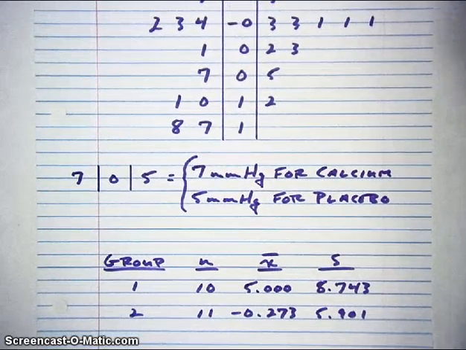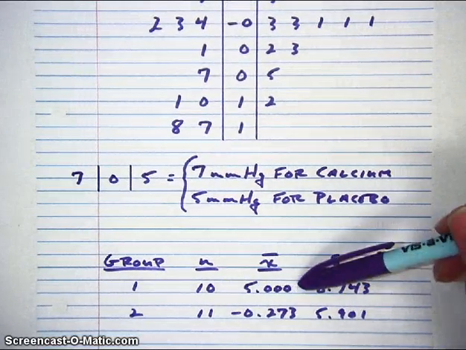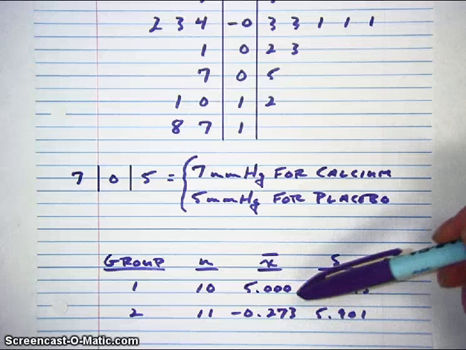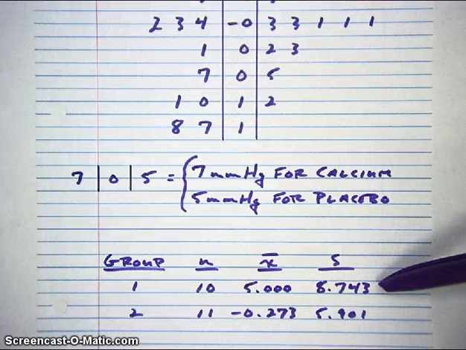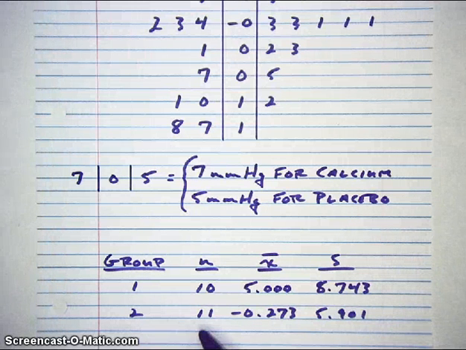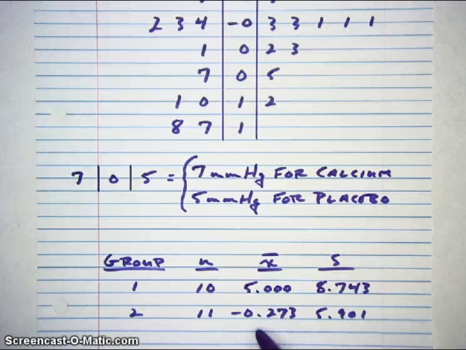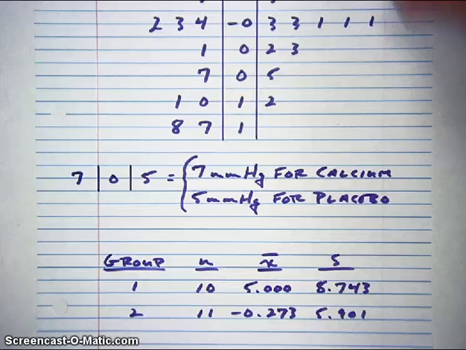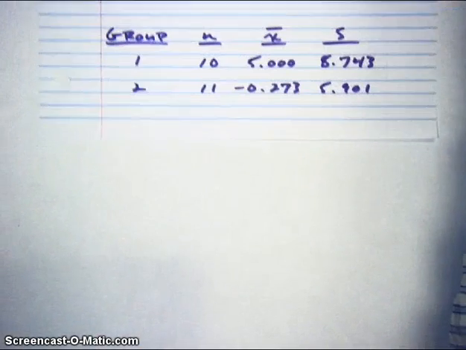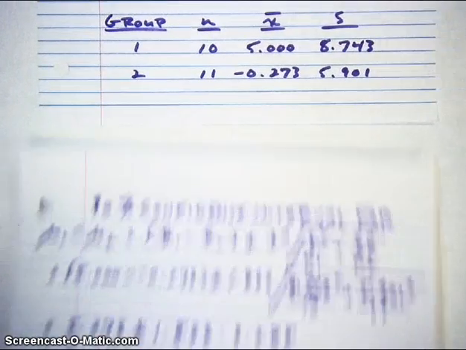Now, in group 1, we have 10 subjects. The mean blood pressure reduction was 5.000 with a standard deviation of 8.743. In group 2, we had 11 subjects. The mean blood pressure reduction was negative 0.273 with a standard deviation of 5.901. Now, when constructing the interval, if you're doing it by hand, write the formula, show your plugins, and get your interval.